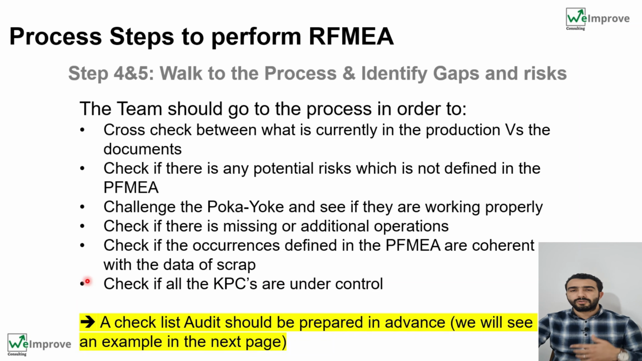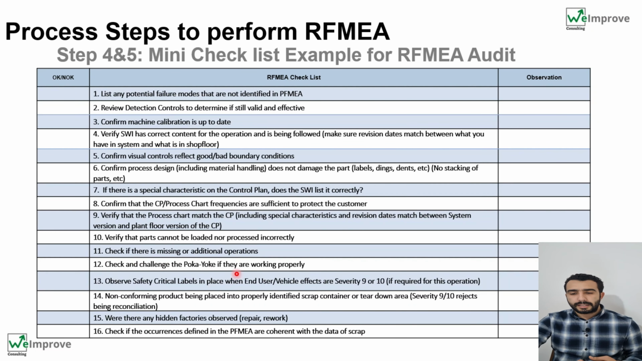Here we are talking about everything that is safety and everything that is functional. So here I will give you an example of a checklist that you can use during the conduct of your reverse FMEA. For example, here you have some questions. As I told you, you have to develop it more. I put in just 16 questions, but you can add more based on your production and your process.